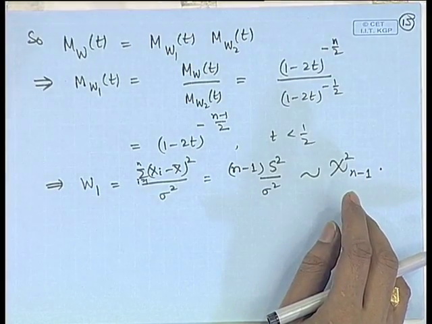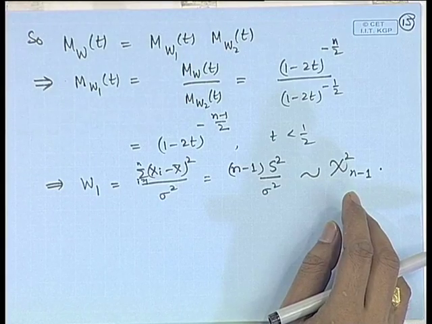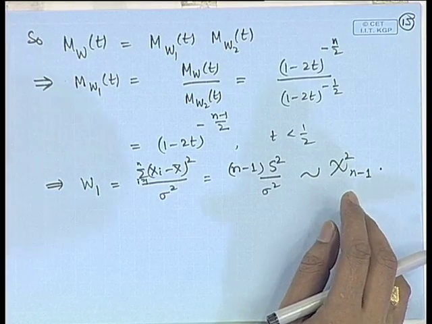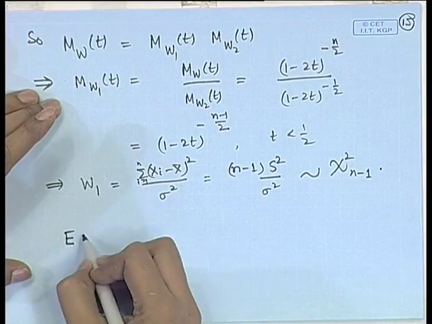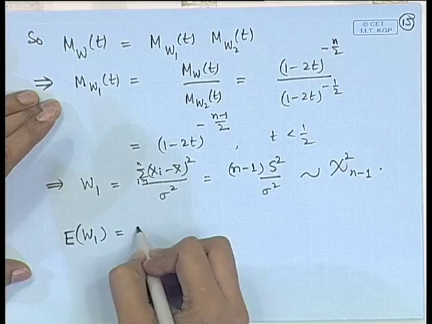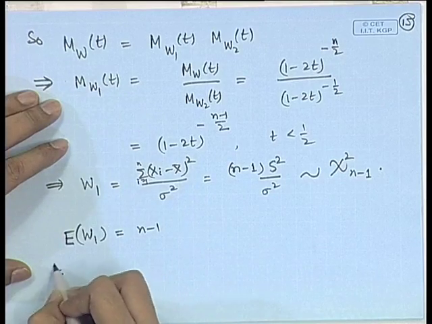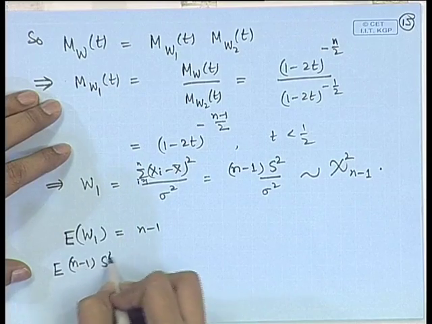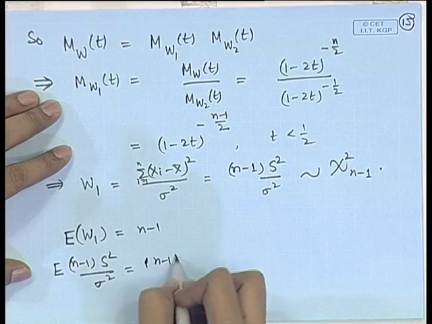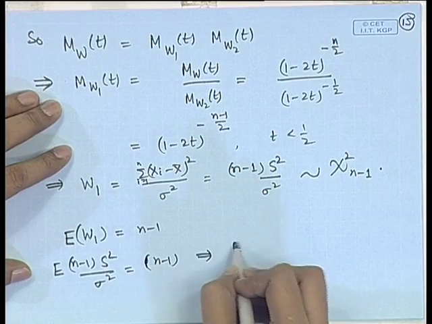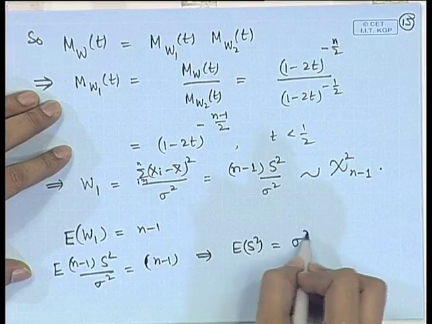So, we have established here chi-square as a sampling distribution, and in particular if we are interested in making certain statements about s square, then we can answer that. For example, if we look at the expectation of w 1, then it is equal to n minus 1. So, the expectation of n minus 1 s square by sigma square is equal to n minus 1. This means the expectation of s square is equal to sigma square.